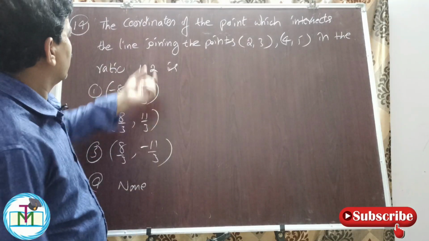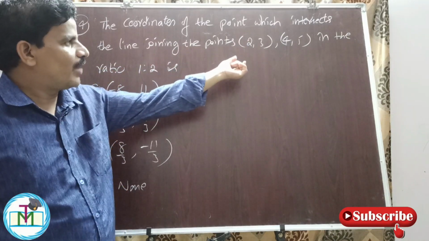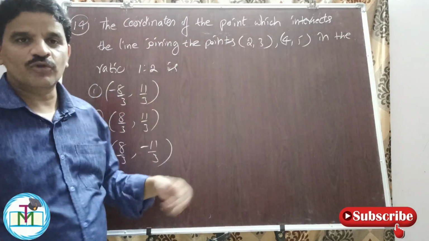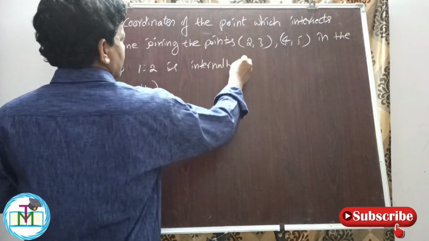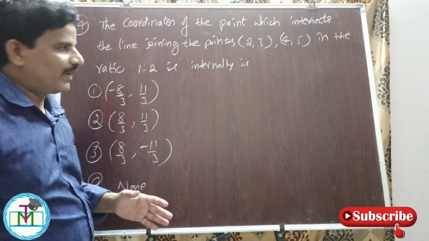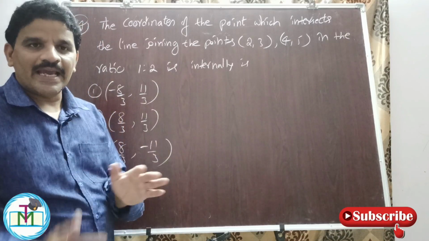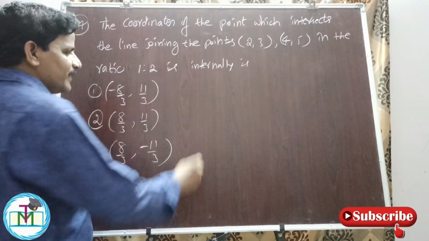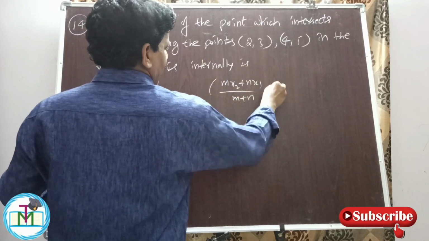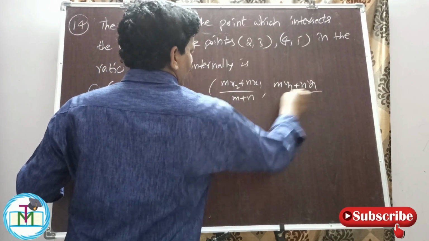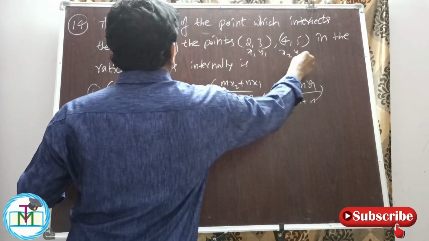Question number 14. The coordinates of the point which divides the line joining the points (2, 3) and (4, 5) in the ratio 1:2 internally is. So here we know that whenever the point P divides the line joining the points A and B in the ratio m:n, the formula is (mx2 plus nx1) by (m plus n), comma (my2 plus ny1) by (m plus n). This is x1 y1, x2 y2.